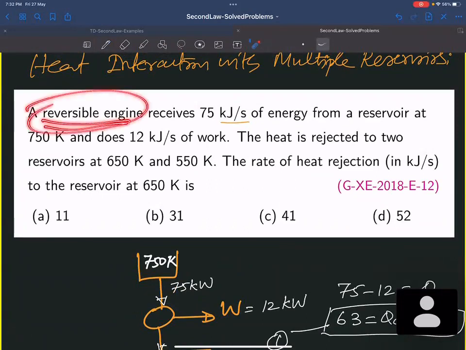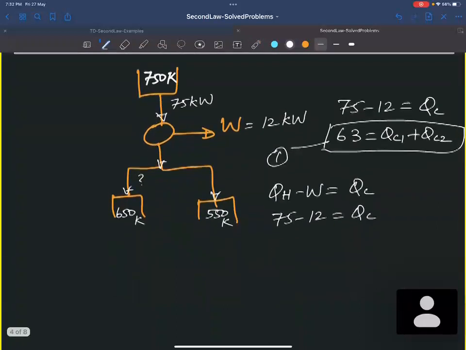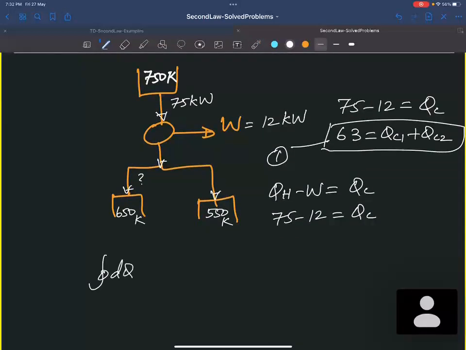For a reversible heat engine, you would have come across this term, the integral of dQ by T equal to 0. So this integral of dQ by T equal to 0 for a reversible heat engine. We need to write this integral in terms of QH, QC1, and QC2.